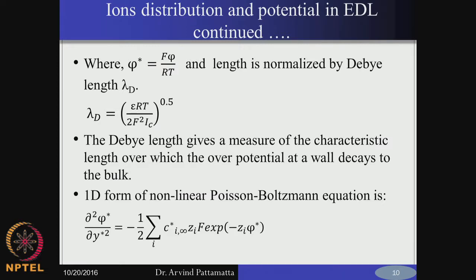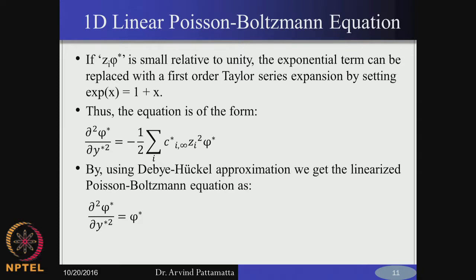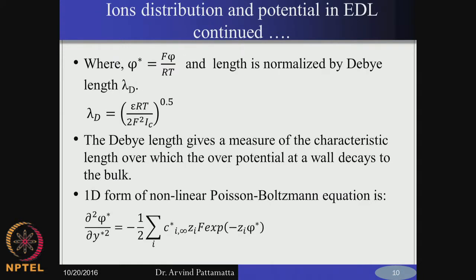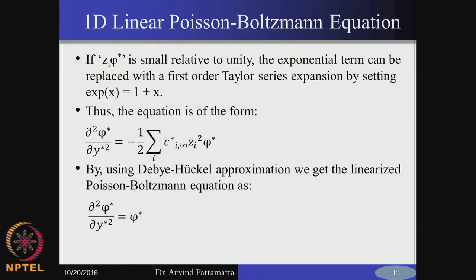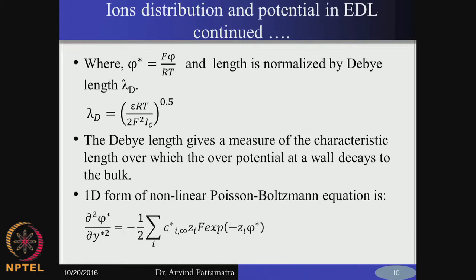So, if you compare the relative order of magnitude of these two terms, you can replace 1 plus x with simply the, so this becomes Ci into Zi square. So, we just write this as, no, there is some problem here.